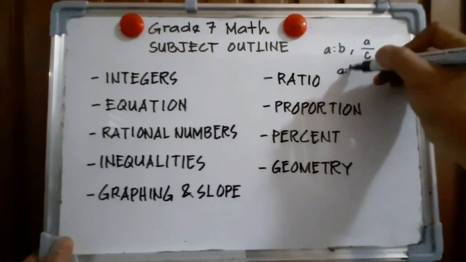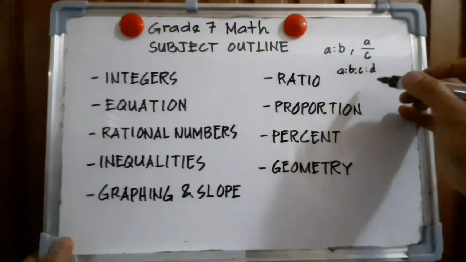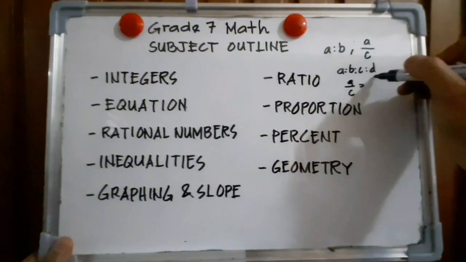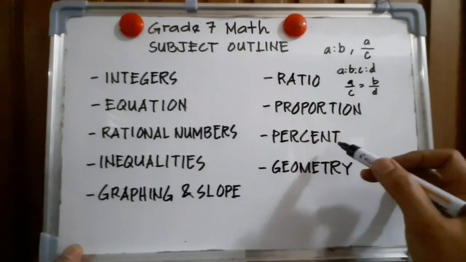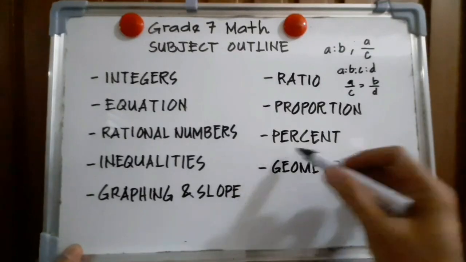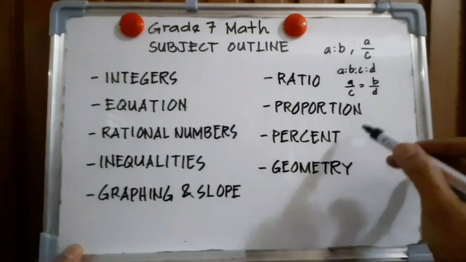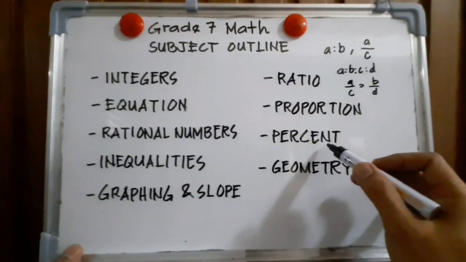A is to B as C is to D. That is a proportion. Or it is A over C is equal to B over D. That is proportions. And also, we'll be discussing percent. In here, we're going to study how to convert fraction into percent and decimal into percent.